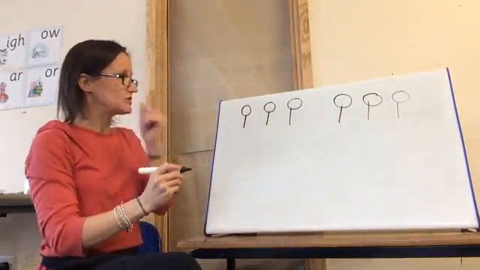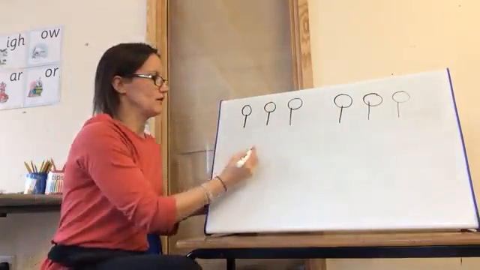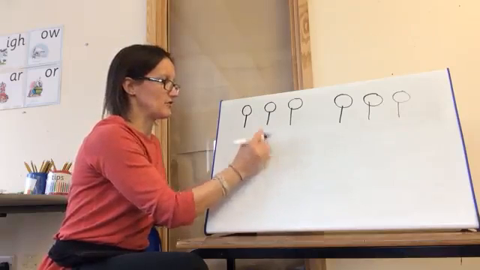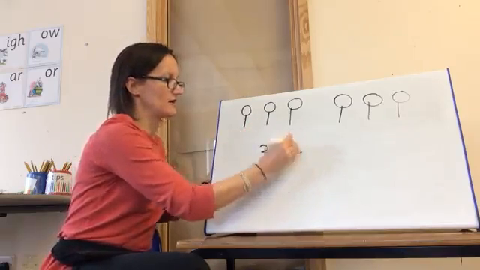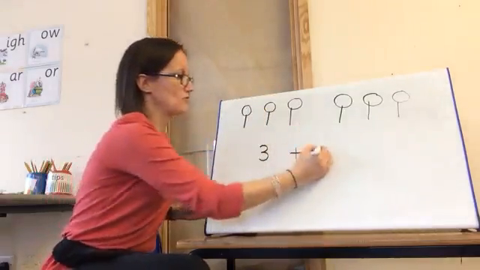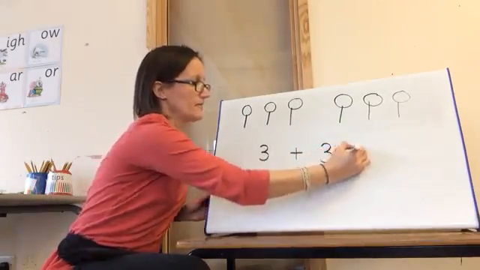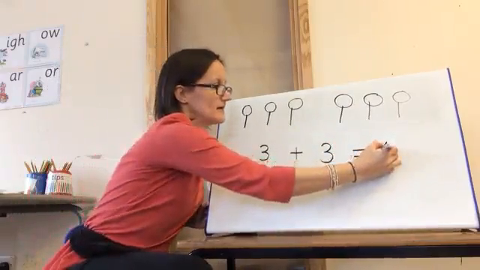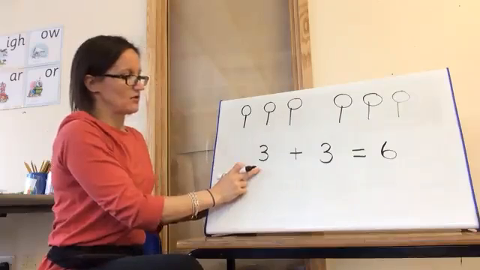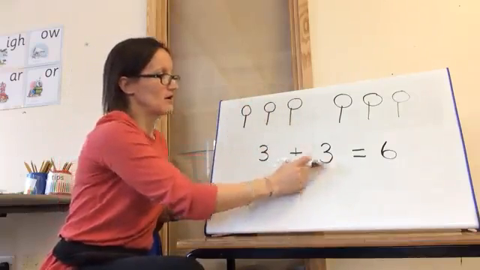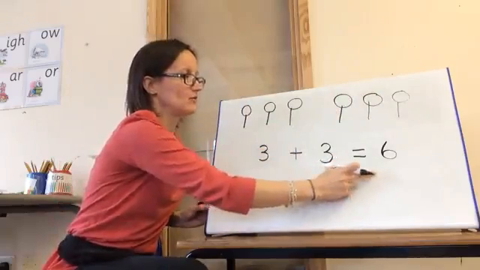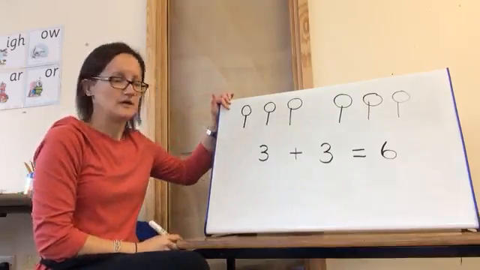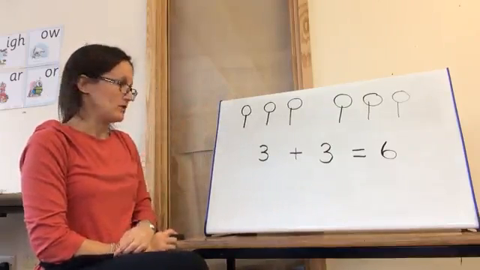And just like we've been doing in some previous weeks, I can also write a number sentence to show how I worked it out. So I had 3, and then I added 3 more, which equals or makes 6. 3 add 3 equals 6. So I could draw pictures to help me to solve problems.